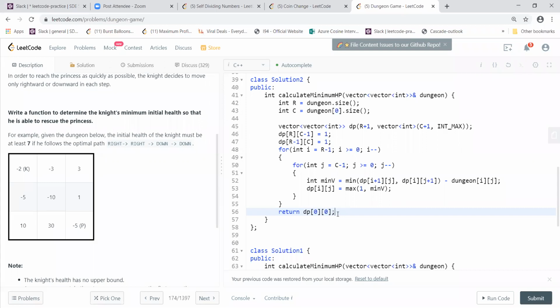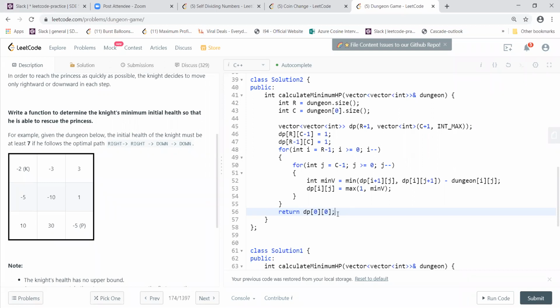Okay, so the implementation looks very easy, but the problem statement and coming to this implementation slightly needs more thinking. I have a question. Yep. You set the last row and the last column to a maximum integer. Why did you do that here?